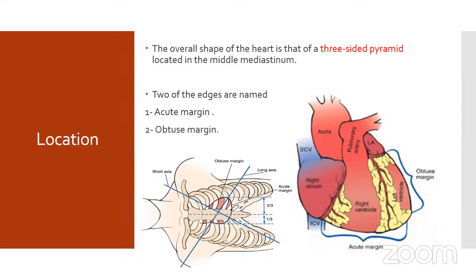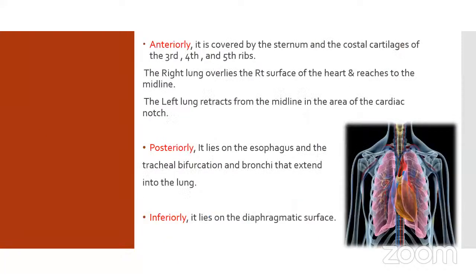It has two edges: the acute margin, which lies inferiorly and is described as a sharp angle between the sternocostal and the diaphragmatic surface, and the obtuse margin, which lies superiorly and is much more diffuse. Anteriorly, the heart is covered by the sternum and the costal cartilages of the third, fourth, and fifth ribs. The lungs contact the lateral surface of the heart. The right lung overlies the right surface of the heart and reaches to the midline, but the left lung retracts from the midline in the area of the cardiac notch. The heart has an extensive diaphragmatic surface inferiorly. Posteriorly, it lies on the esophagus, the tracheal bifurcation, and the bronchi that extend into the lung.